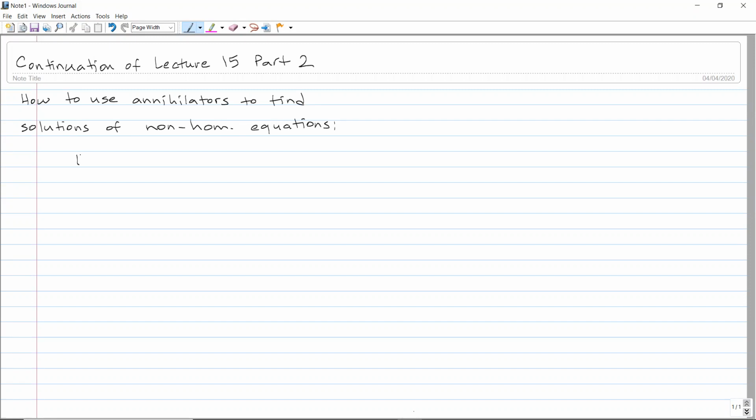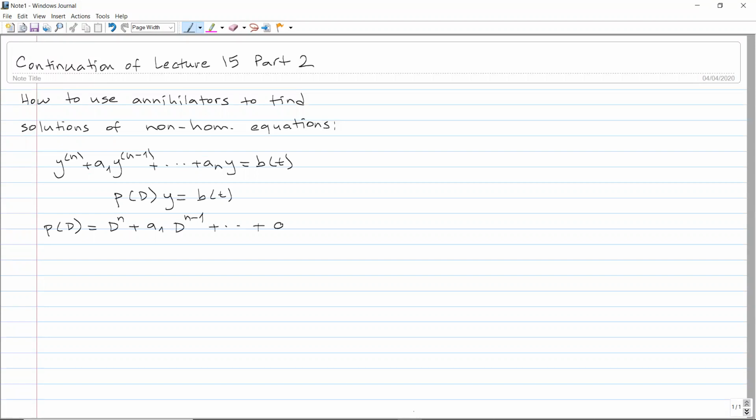Okay, so we have a non-homogeneous equation, say the nth derivative of y plus a1 times the (n minus 1)th derivative plus up to an y equals b of t. And we denote this equation by P(D) of y equal to b of t. So P(D) is the differential operator, D to the n plus a1 times D to the n minus 1 plus up to an.